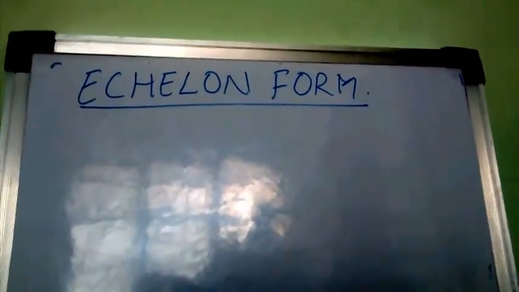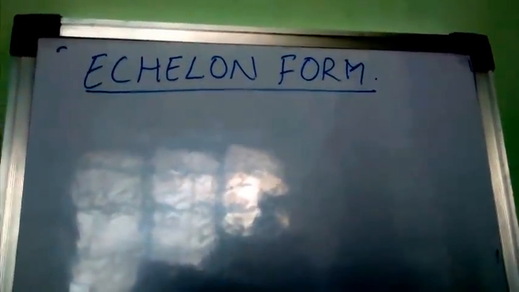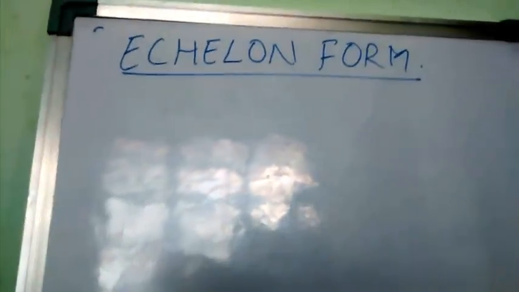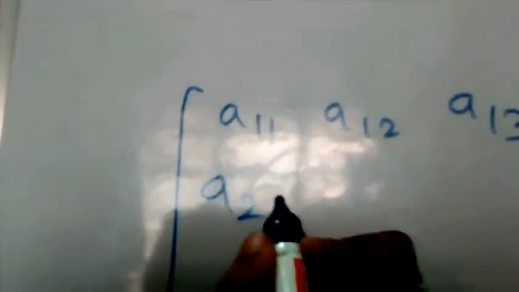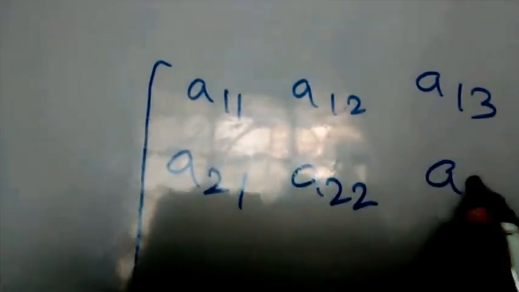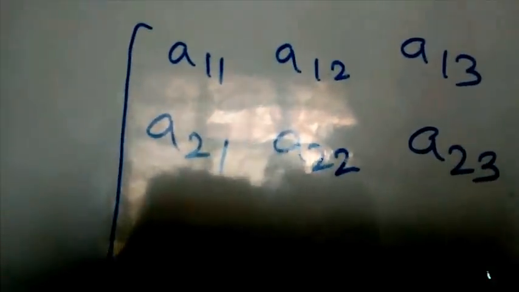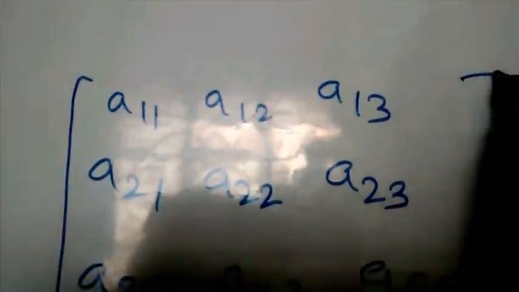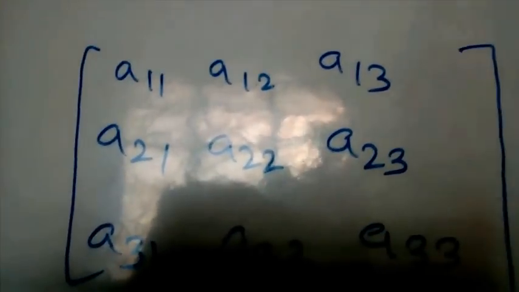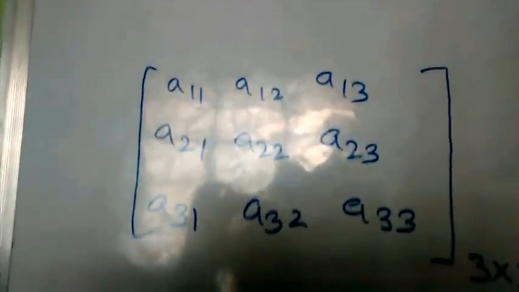Echelon form is also used to find the rank of the given matrix. Suppose they have given the matrix as A11, A12, A13, A21, A22, A23, A31, A32, A33. The rank of the matrix is for a 3 by 3 matrix. Here we can use only row operations.